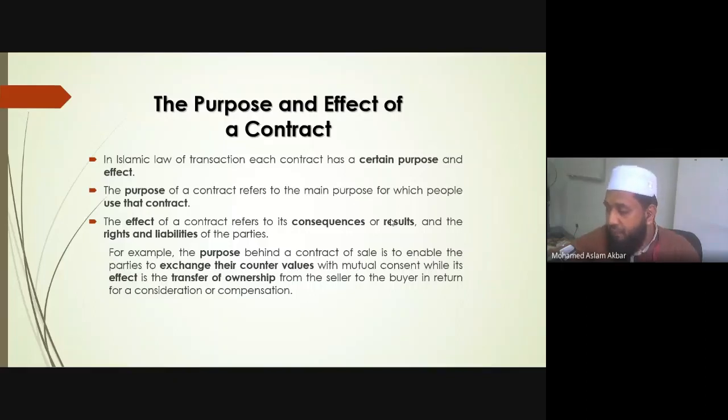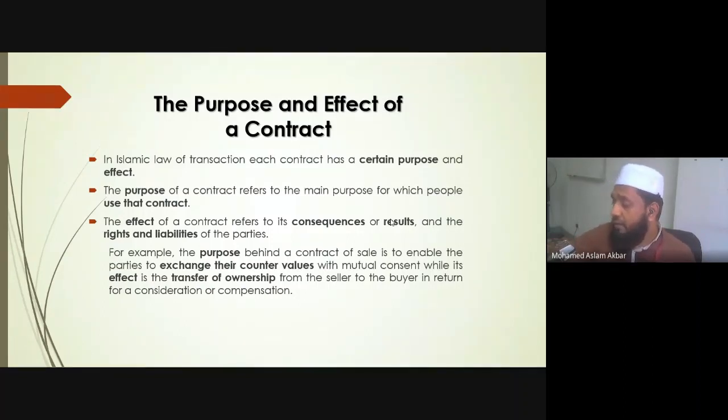For example, the purpose behind a contract of sale is to enable the parties to exchange their counter values. Remember the words exchanging counter values with mutual consent. Remember the counter values, which means both sides. You must have something that you're holding with value, and I should have something that I'm holding with value, so that we are exchanging the value. Then only the real sale is happening.